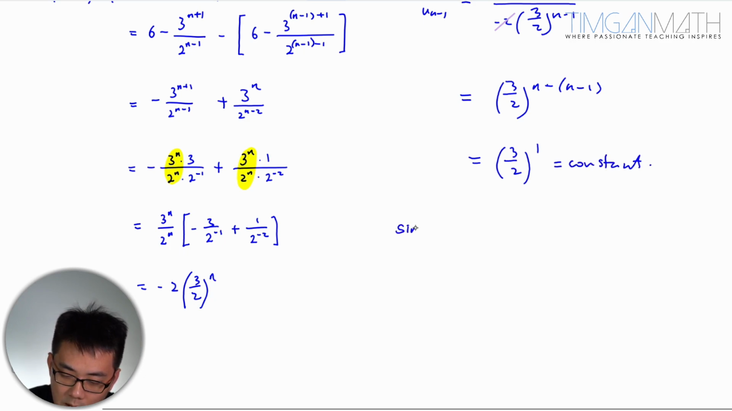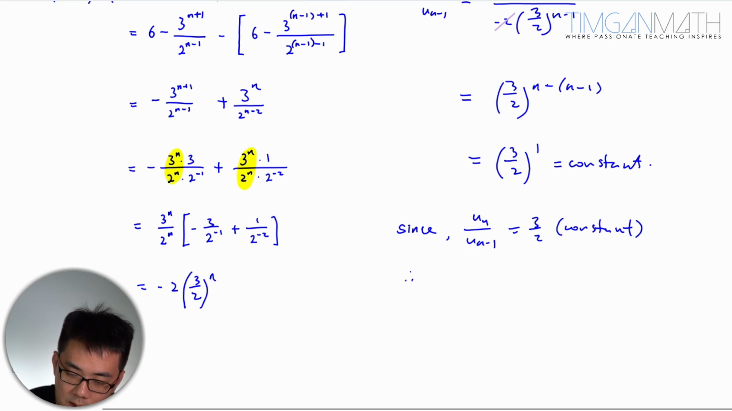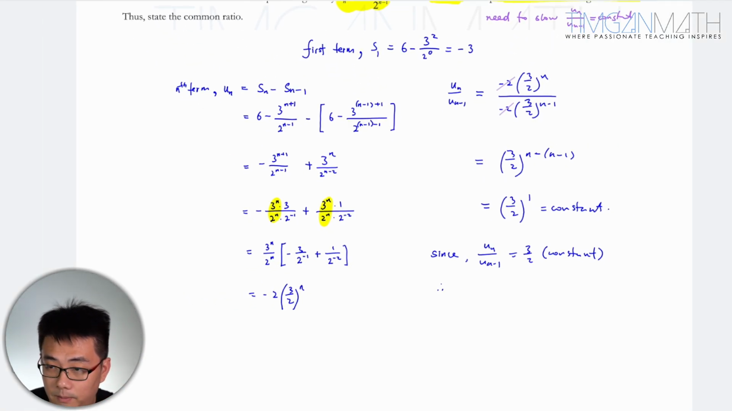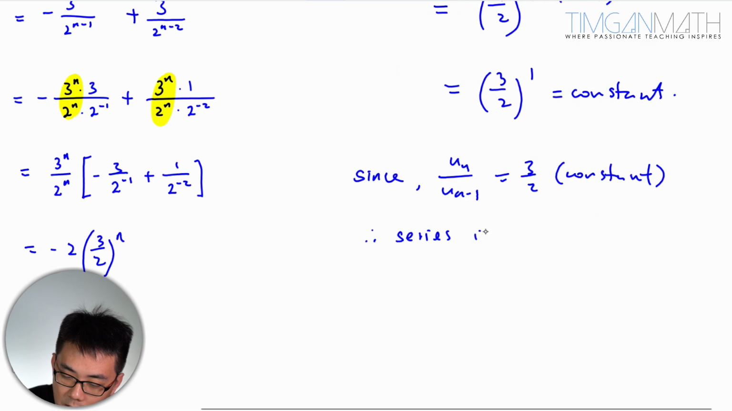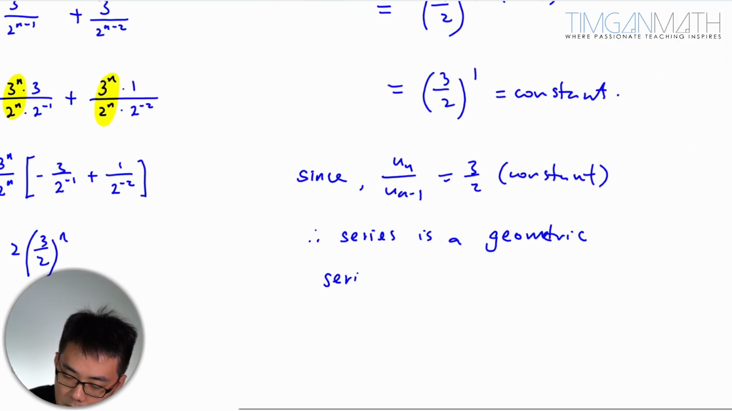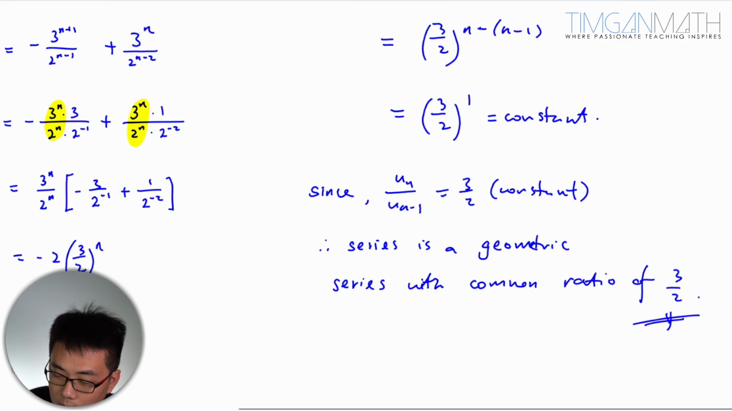Since un over un minus 1 is equal to 3 over 2, which is a constant, hence the series is a GP, a geometric series with common ratio of 3 over 2. There you go.